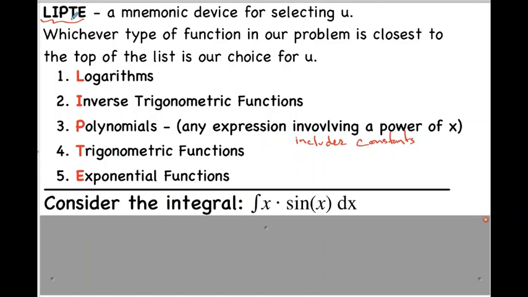And then the T is trigonometric functions, and the E is exponential functions. So it is a device for selecting u. And notice I put here whichever type of function in our problem is closest to the top of the list is our choice for u.